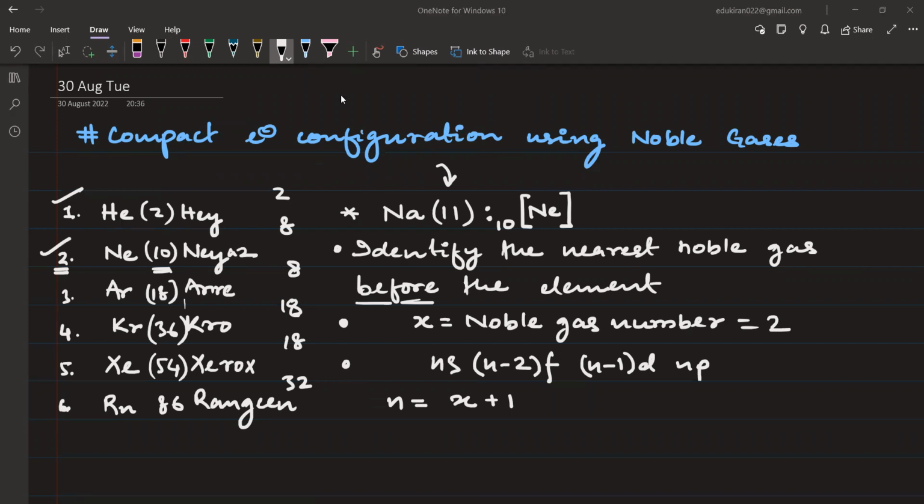And what will n be equal to? n will be equal to x plus 1. What will it be? Yes, correct, 3. So n will be equal to 3, and we'll start with this ns. So we'll write 3s. Now s can hold 2 electrons, but we need to fill only 1, so we write 1 electron here. And this is the electronic configuration. I hope those who had any problem with this understood it right now, how to write the electronic configuration. We will do more examples.